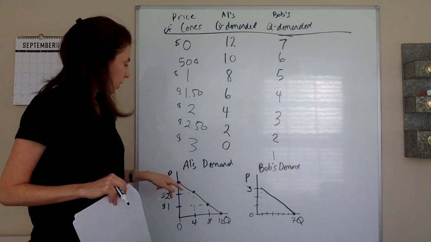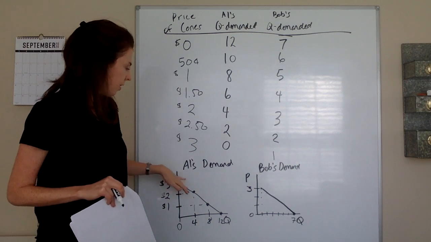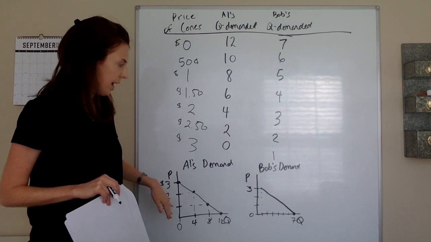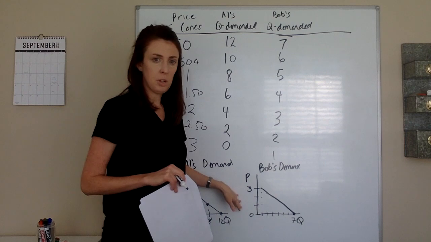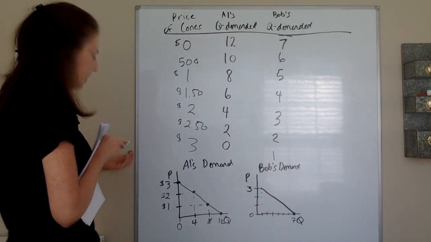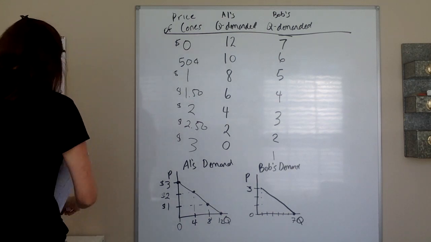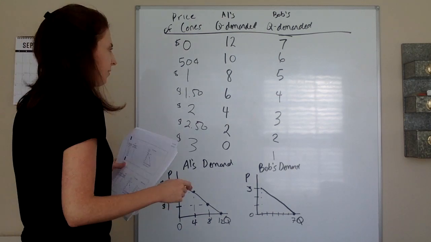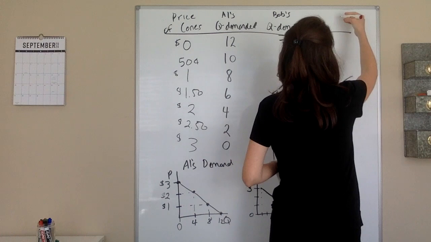Okay, so what we have so far is 2 demands. We have Al's demand for ice cream cones, and we have Bob's demand for ice cream cones. What we would like to calculate is the market demand for ice cream cones if you just have these 2 guys in the market.